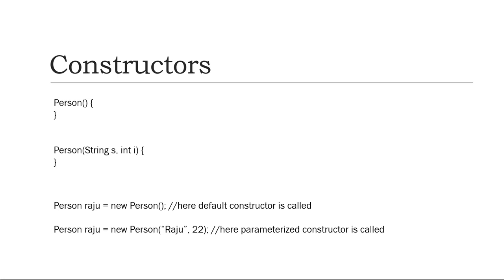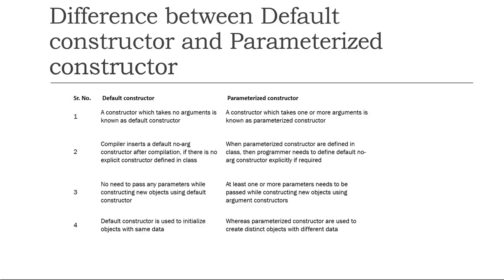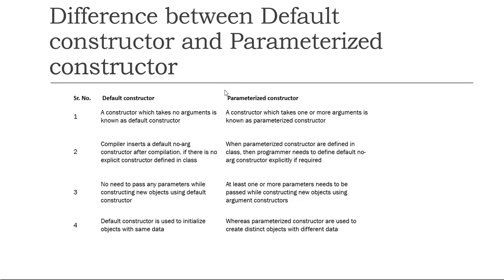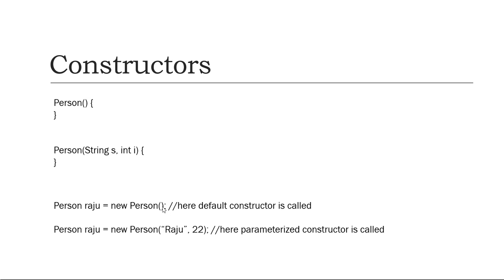Now we have seen there are two types of constructor. The first is the default constructor, and the second is the parameterized constructor. So let's see some basic differences between the parameterized constructor and the default constructor. The very first difference is that a constructor which takes no argument is known as a default constructor. A constructor which takes one or more arguments is known as a parameterized constructor. That is what we are seeing in our previous slide: Person is not taking any argument, which means it is a default constructor. If it is taking some arguments, one, two, or more, then it is called a parameterized constructor.